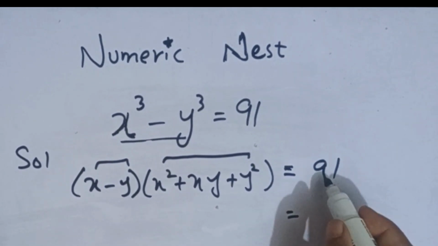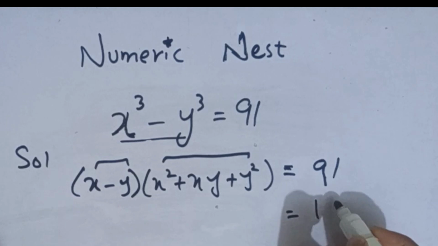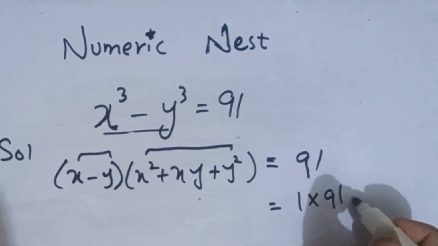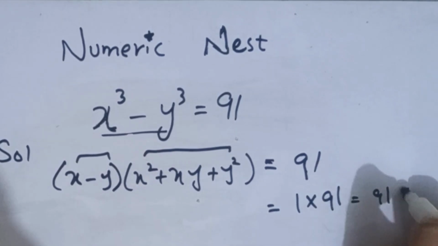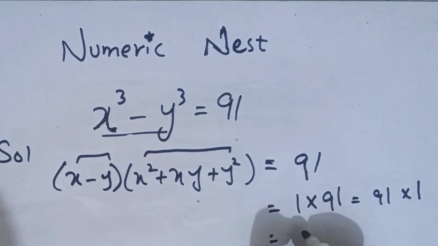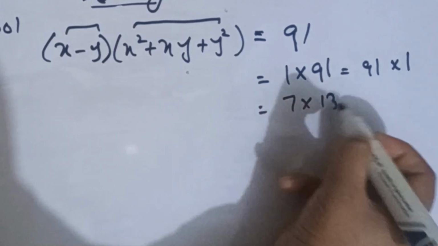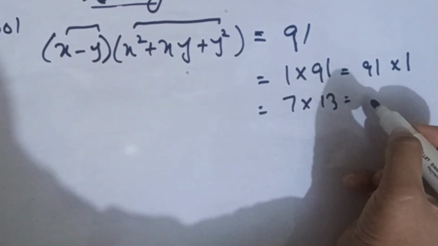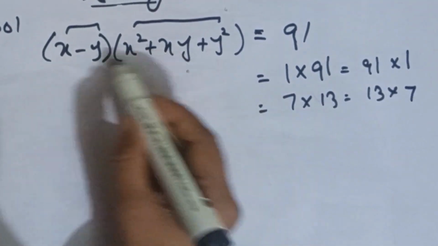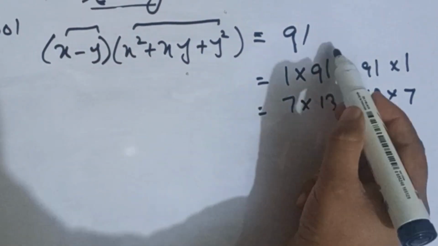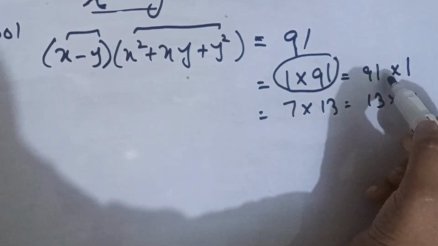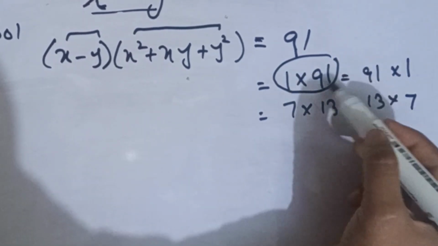The first factor pair of 91 will be 1 multiplied by 91. This is equal to 91. We also write this as 91 multiplied by 1. And the second factor pair of 91 is 7 multiplied by 13. We also write this as 13 multiplied by 7. So look at this. We take these factors and find the values of x and y. And for this we just interchange the values.